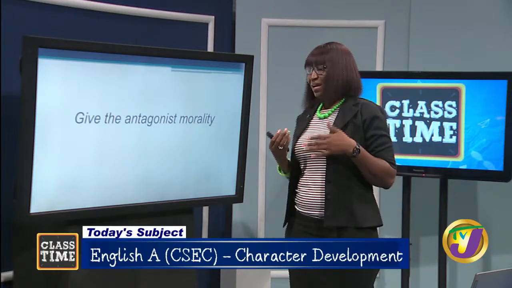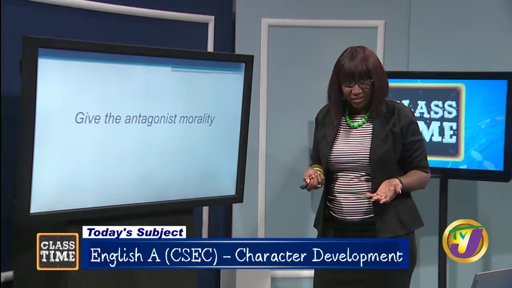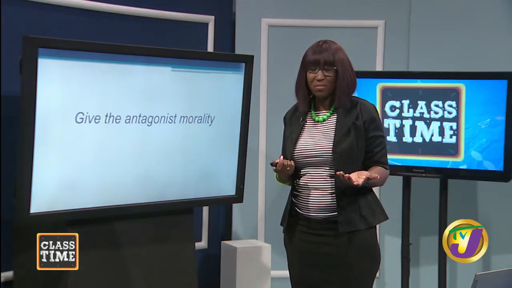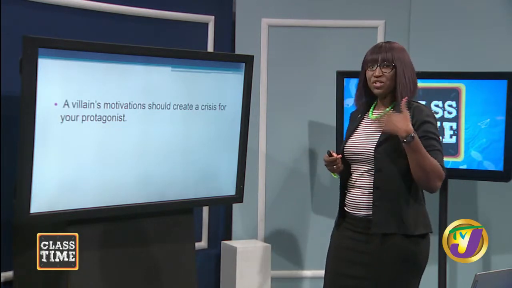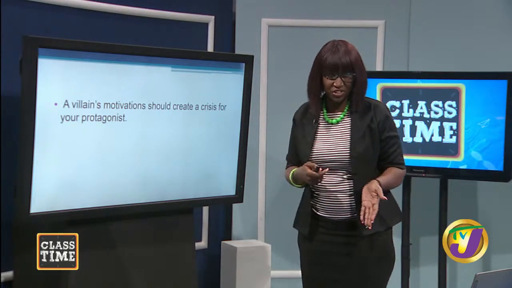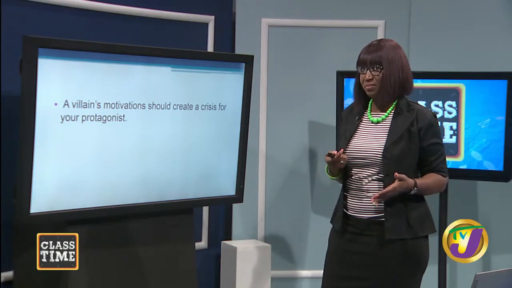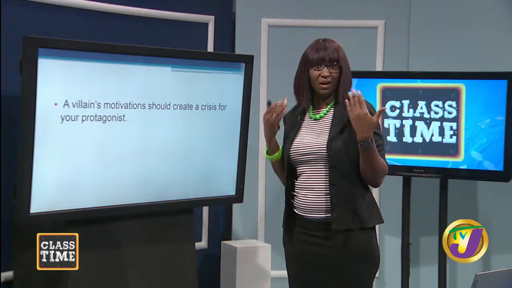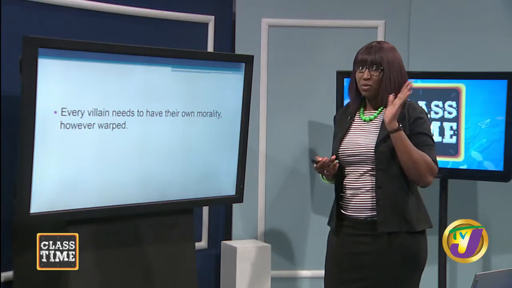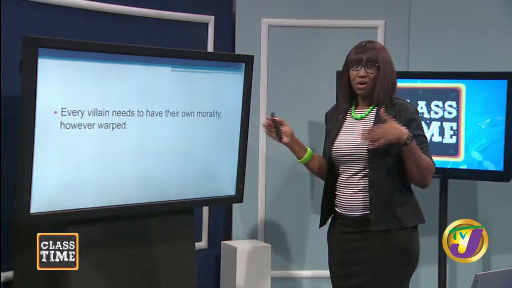So you need to give the antagonist morality, meaning they can't just be fully bad. There must be something about them that makes them believable, that makes them human. So we should know why this antagonist is the way he or she is. Why is it that they love to cause problems? Why is it that they are causing problems? Give us a reason so we can understand their side of the story. Even if we don't agree, we still need to understand it. So they need to have their own morality, however warped.